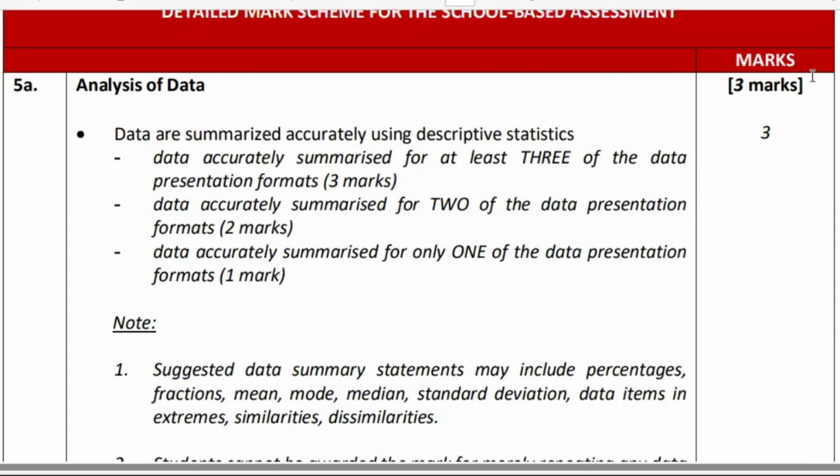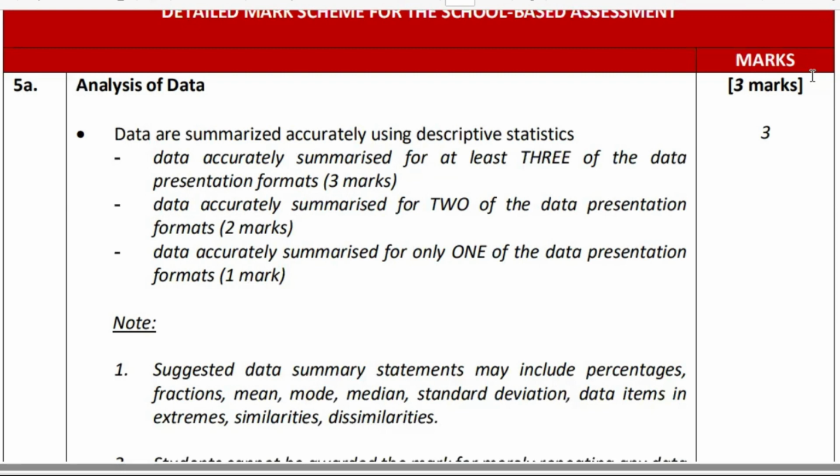So it says data are summarized accurately using descriptive statistics. Now, one of the key things to remember, and you cannot afford to do, right? You have to make sure that if the charts or graphs, etc., have raw data, you analyze using a different form, such as percentage, fractions, or something else like that. I'm going to add another video to this that will give you an idea of how best to analyze data, whether using the mean, the mode, the median, percentages, fractions.